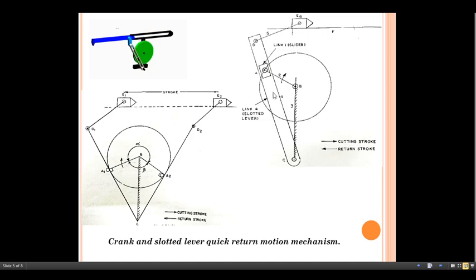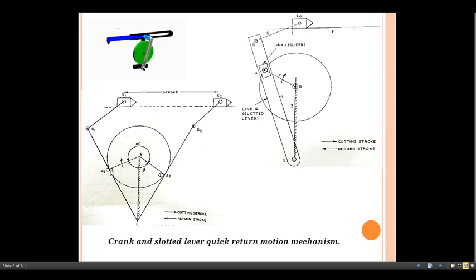So the initial position of all these things we'll just see here. Let us consider the initial position is here. Whenever the input motion is given for this one, the displacement of this point A takes place from A1 to A2, moving in a circular way. The time taken by link number 2 for this motion is more than the time required by the same link here, which is the lesser one.